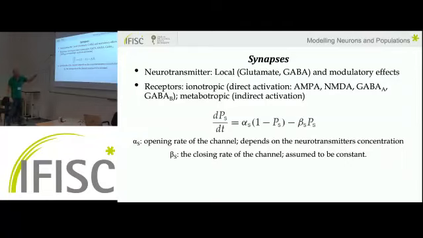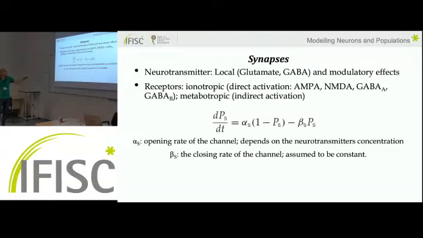In the simplest case, I model the probability of the channel being open as a rate equation again, which is the rate at which the channels open times the probability that the channel is closed, minus the rate at which I close them times the probability they are open.